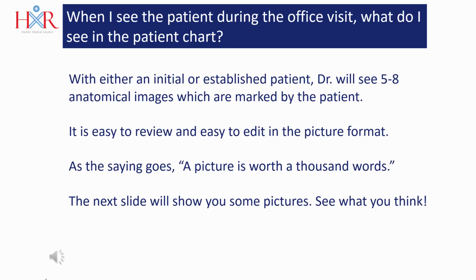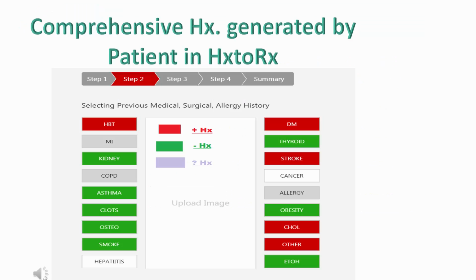See what you think. This is a sample comprehensive history including past history, family history and personal history entered into this visual halo. Red sector is a positive history, green sector is negative history. It is so easy to glance at this and review the history generated by the patient. The next slide will show how the doctor will annotate on this image.